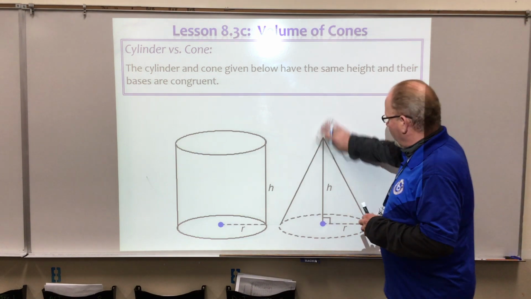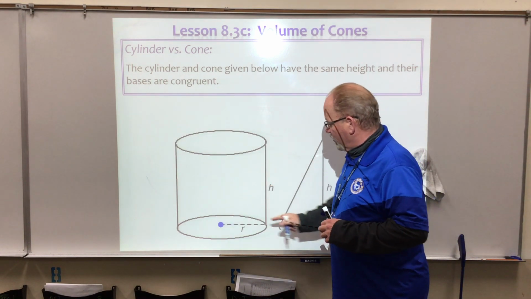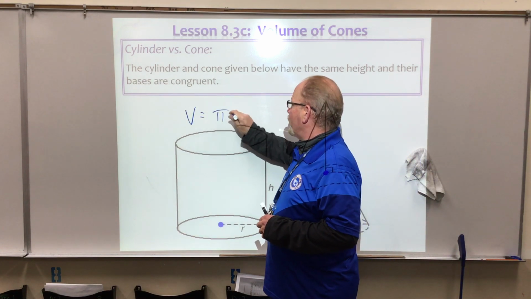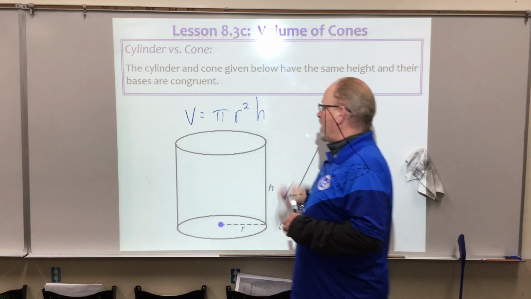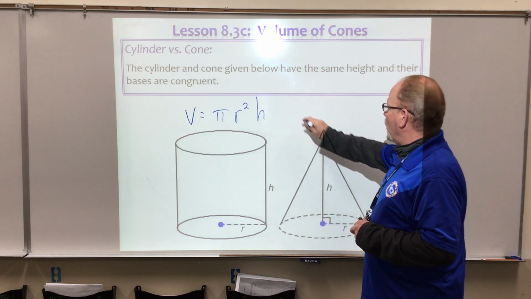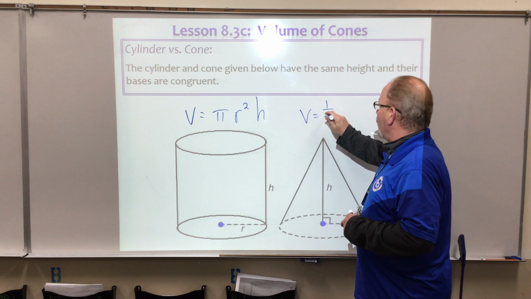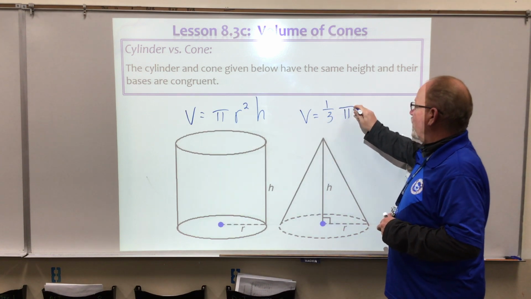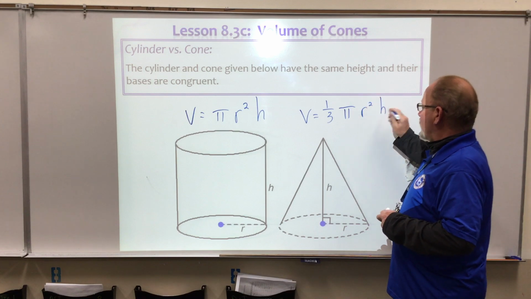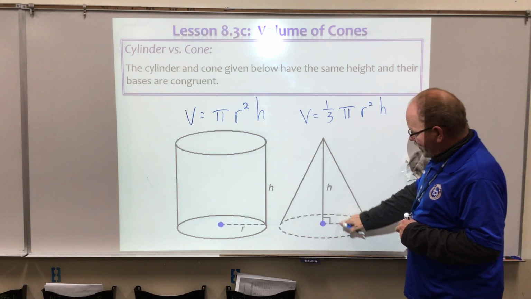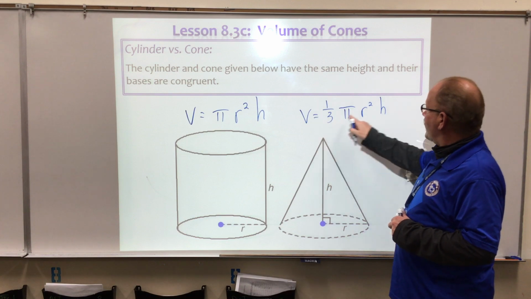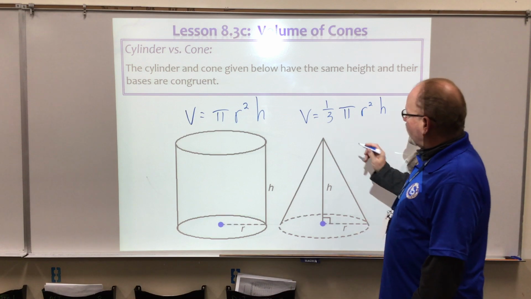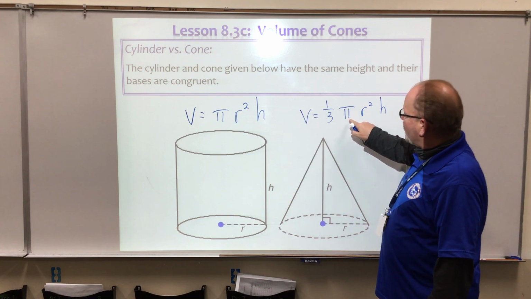So you have here a cone and a cylinder with the same height. Here the volume equals pi times r squared times h. Here the volume equals 1/3 of what this is, 1/3 of pi times r squared times h. So you're going to get a number here and a number here, and you're going to put them into this formula. Use your calculator.